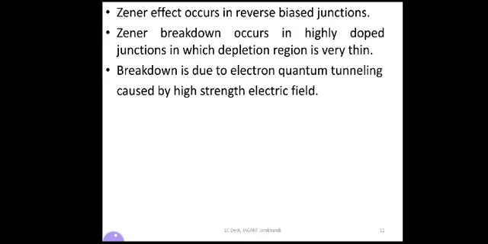So as I told you, Zener effect occurs in reverse biased junctions, and Zener breakdown occurs in a heavily doped junction in which, remember, the depletion region is very thin. So breakdown is due to electron quantum tunneling caused by high strength electric field, since the tunneling probability depends upon the width of the barrier. In the previous figure, the width of the barrier is denoted as D.